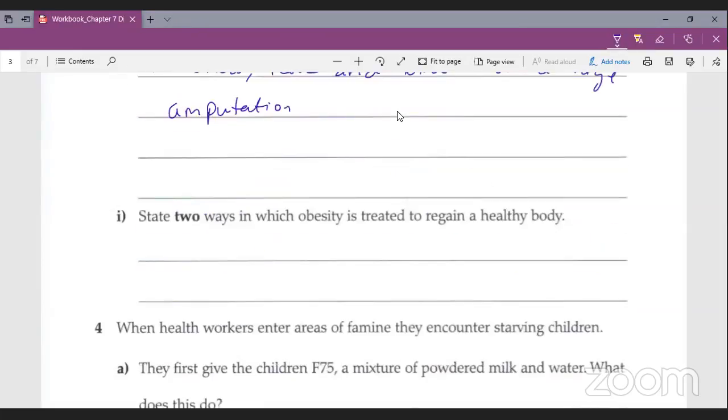Okay, state 2 ways in which obesity is treated to regain a healthy body. The only way is improving by eating a balanced diet. No surgery. If it says surgery, where do you want to cut off the flesh? Eating a balanced diet and exercising. These are the major things the person has to do. So if he eats a balanced diet and he does exercise, he can actually go back to normal.